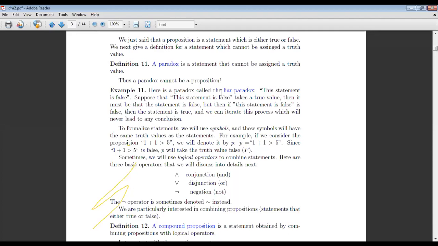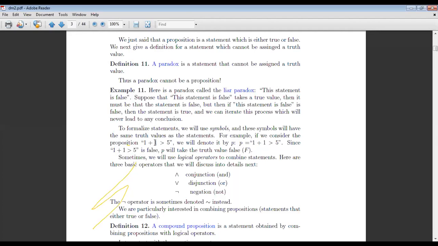An example is given here of a paradox called the liar paradox. Liar means false. So this statement is false. Suppose that this statement is false, taken as a true value, then it must be. So from this example, it's not clear. Simply, we can see another example.